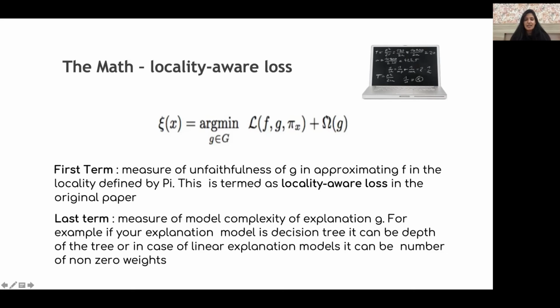And the second is basically the measure of model complexity. This is one thing that you have to know beforehand when you're using LIME: the complexity of the model has to be foreknown.